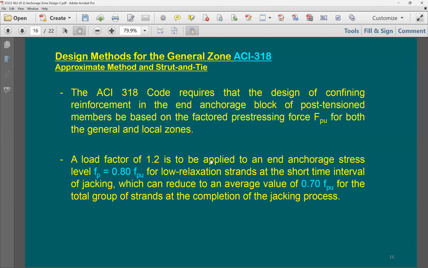Your load factor here is going to be equal to 1.2. If you remember, we used to say 1.2 dead load plus 1.6 live load. Now it's going to be the pre-stressing force. And for the end block design, you're going to be using a load factor of 1.2. This is actually what we're going to be doing. When it comes to the amount of pre-stress that you need to design for, we're going to be going through this once we come close to an example. It's going to be 70% of f_pu. The 270, you take 70% of it.